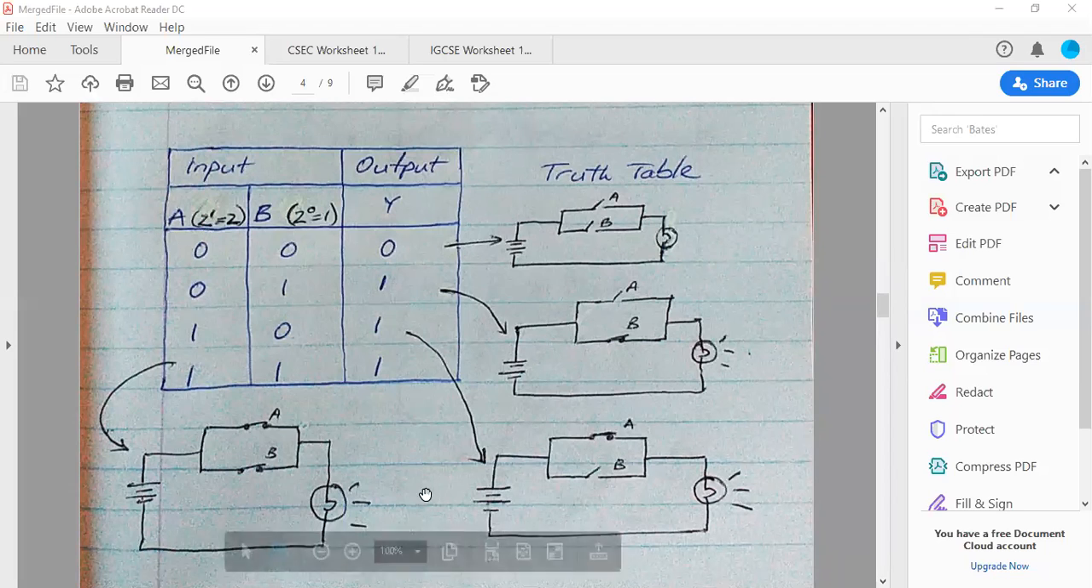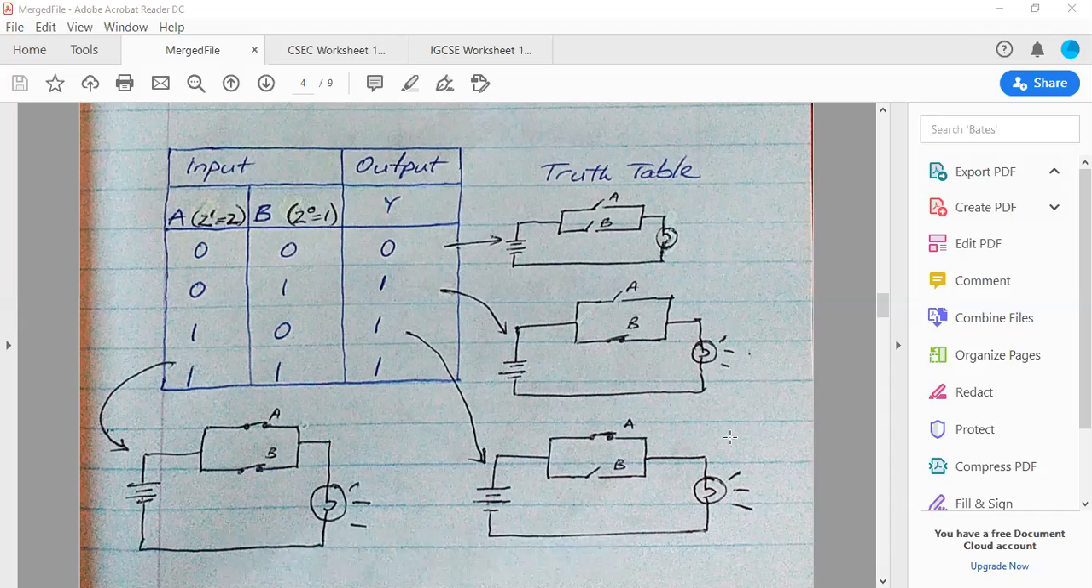And these are the electronic circuits that show you the same electrical circuit. However, the switches show you the configuration for the lamps. Any questions on the OR gate? Because we did this last week. So this is basically a short recap.